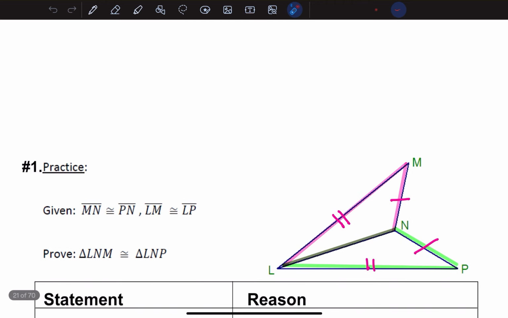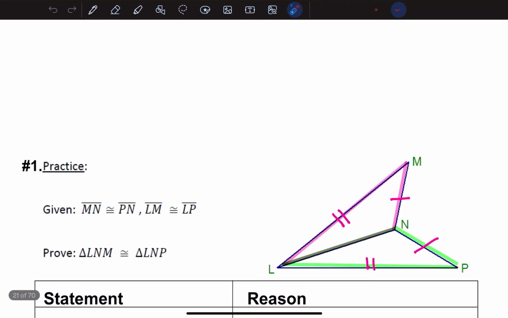So here we can see, before I even start writing out the proofs, I'm going to start marking everything up. MN is congruent to PN, so I have marked it here. LM is congruent to LP. Again, you're going to mark it, use 2 tick marks here. So now we have the two sides are congruent.